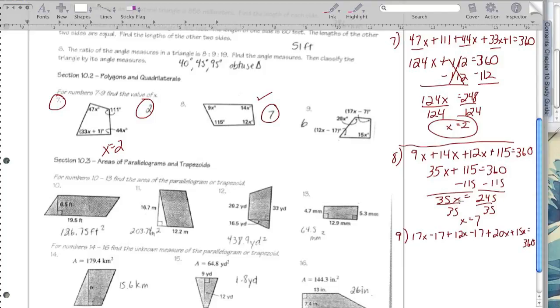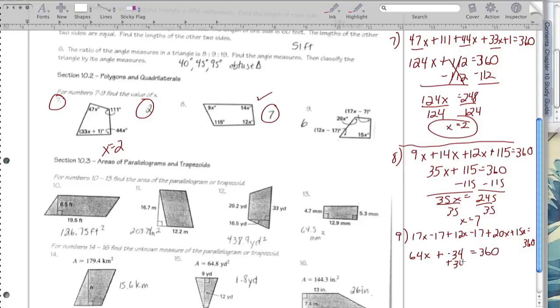And the order that you add them up in does not matter at all. So I'm going to first add my coefficients with the x. 17x plus 12x plus 20x plus 15x. I get 64, so 64x. Then I have negative 17 as my constants. So they were both negative, so I add them and I get negative 34. And now I've taken care of all of my constants and all my coefficients. I can set equal to 360 and start solving.